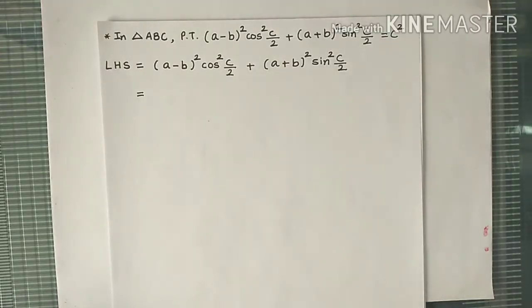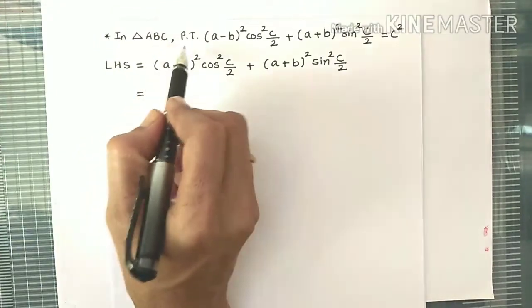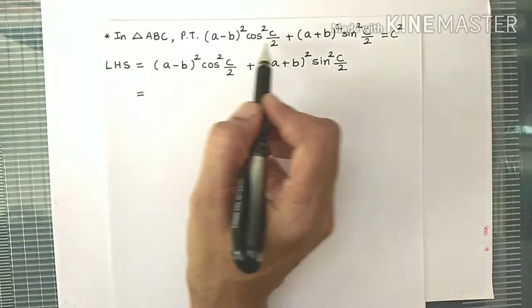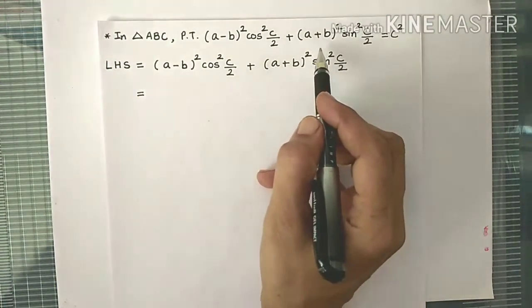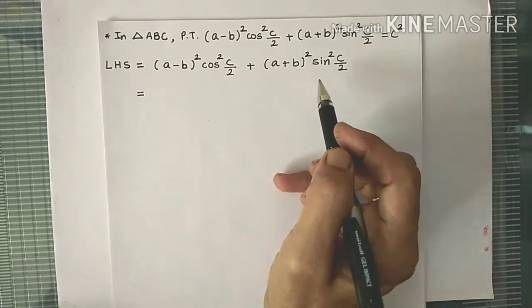In this video we are going to solve some questions based on sine rule and cosine rule, and we shall see the proof of projection rule. So let's start with this question. The question is, in triangle ABC, prove that (a minus b) whole square cos square C by 2 plus (a plus b) whole square sin square C by 2 equals c square.